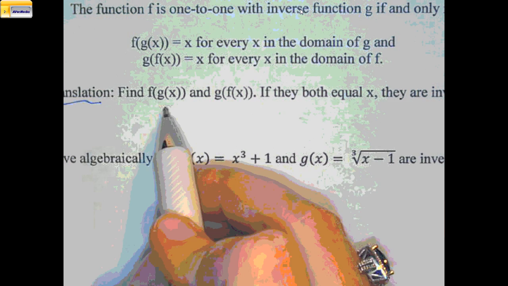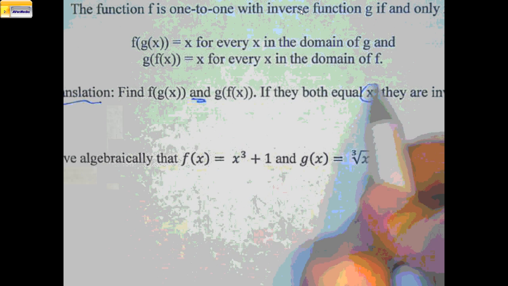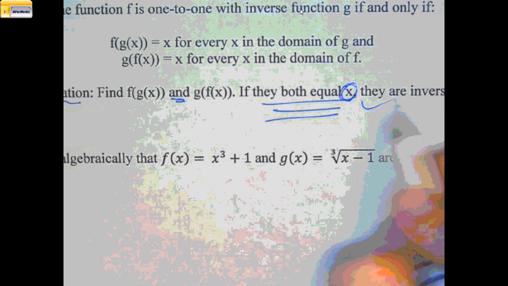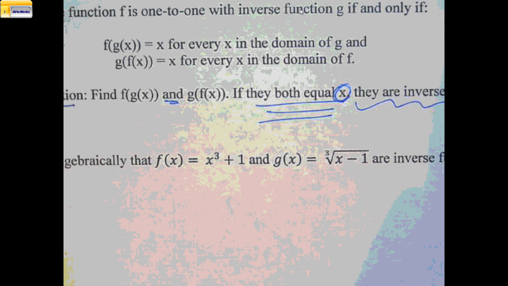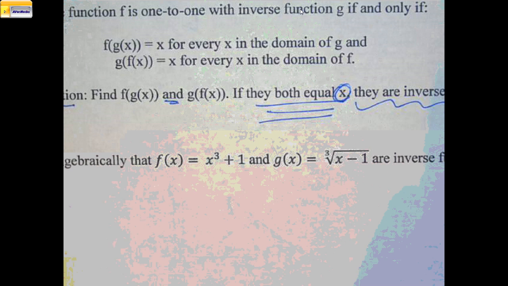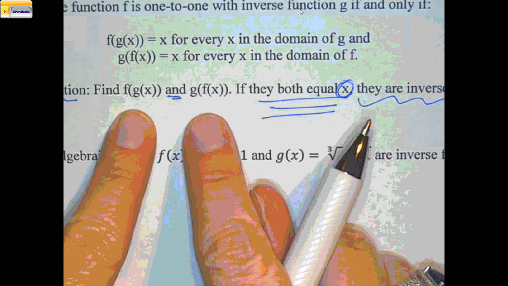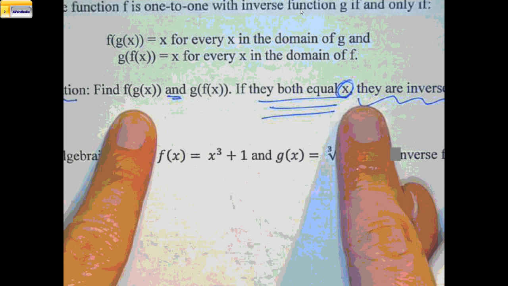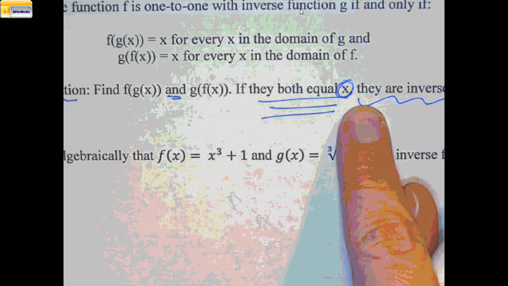If f of g of x and g of f of x both equal x, then they are inverses. Now let me tell you, worksheets, workbooks, textbooks, teachers are tricky. Just because f of g of x and g of f of x both equal the same thing doesn't mean they're inverses. They both have to equal x, and not just any x, it has to be positive x. Alrighty, so watch that. Let's look at our example.